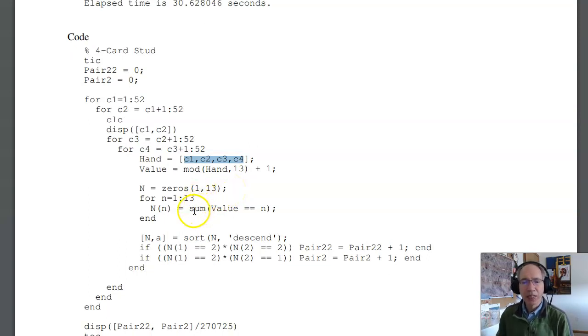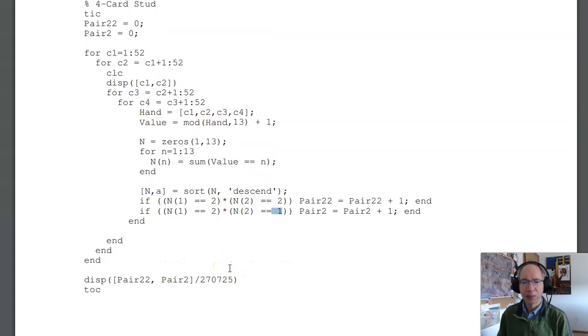I'm going to count how many 1s, how many aces, 2s, 3s, 4s, and 5, sort in descending order. If the highest frequency is a 2, and the next highest frequency is also a 2, I've got 2 pair. If the highest frequency is a 2, and the next higher frequency is a 1, I have a single pair. Just count them all up. And when I'm done, display how many 2 pairs and how many pairs I have. This is the total number of hands there are in 4-card poker.